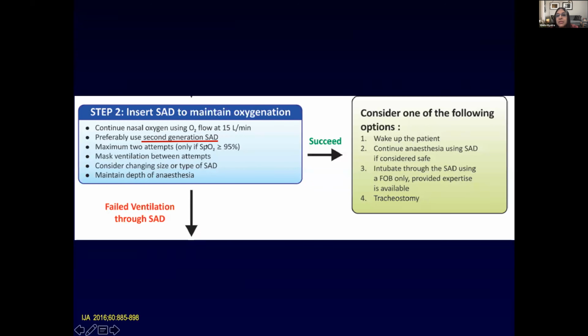You've done 3 attempts and you failed. Do not intubate further. Insert a supraglottic airway device. And remember, continue your nasal oxygen if you've been using it, because this can prolong your apnea time. Now, preferably use a second generation anyway. Okay, supraglottic airway device. And why second generation? Now, what do we mean by a second generation?